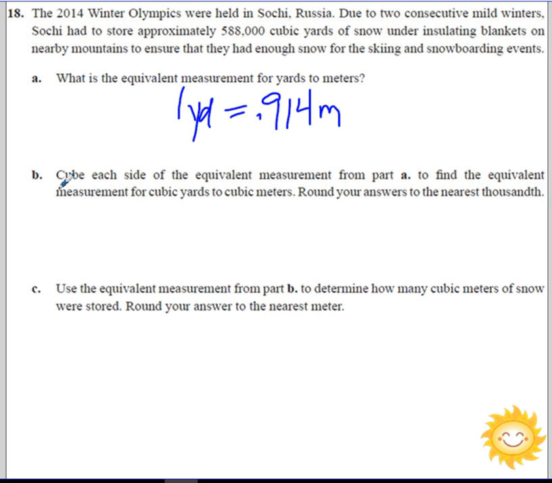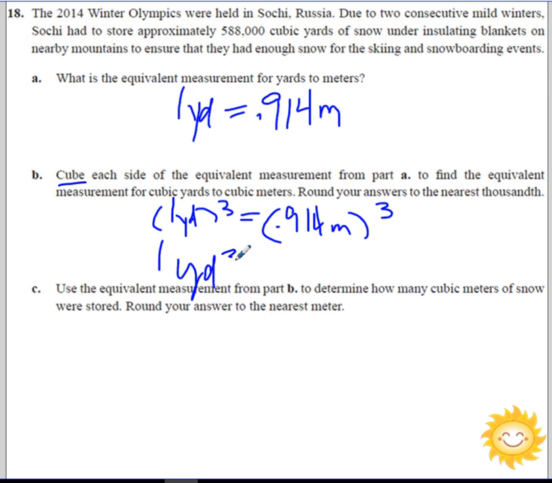Now we're supposed to cube each side to find the cubic meters, and so 1 yard cubed is the same as 0.914 meters cubed. So we get 1 cubic yard equals 0.764 cubic meters. And so use this equivalent to determine how many cubic meters of snow were stored.